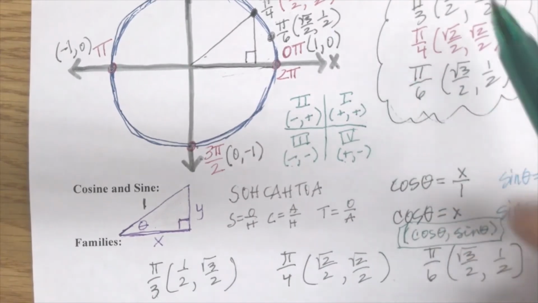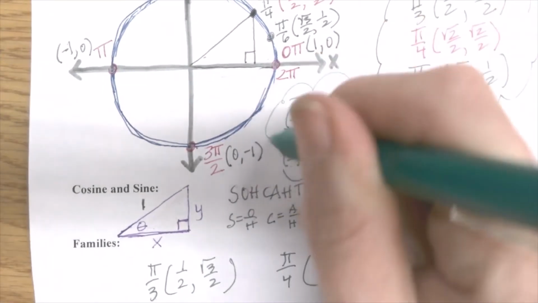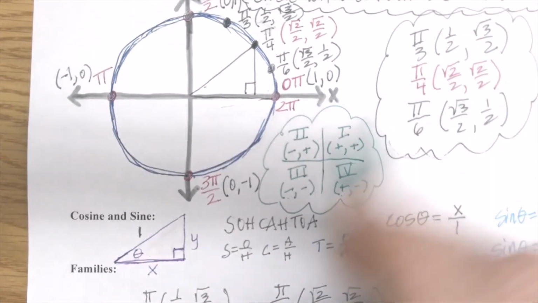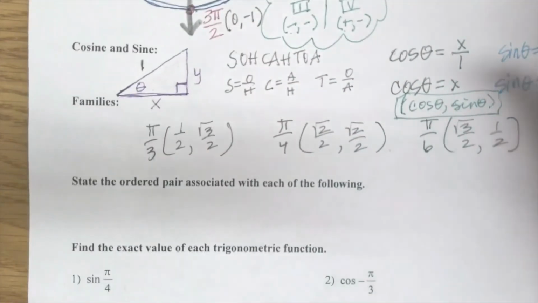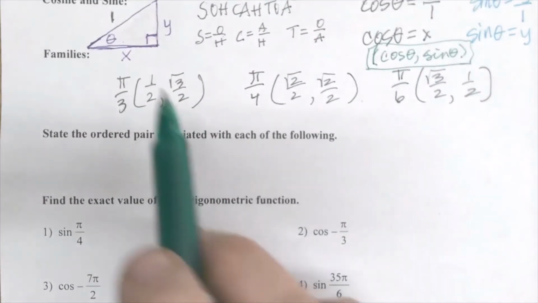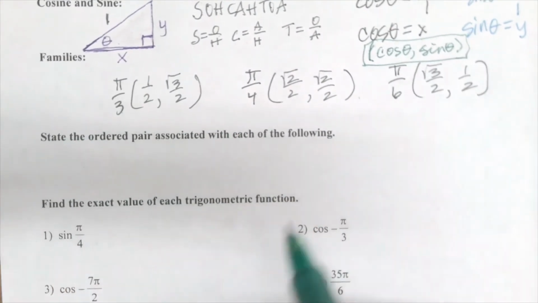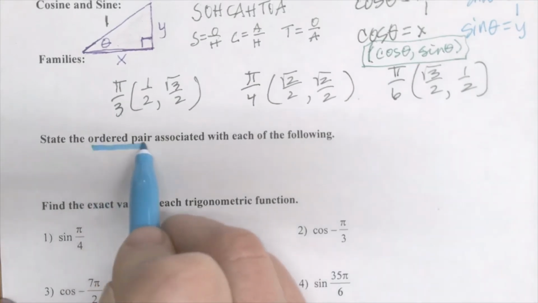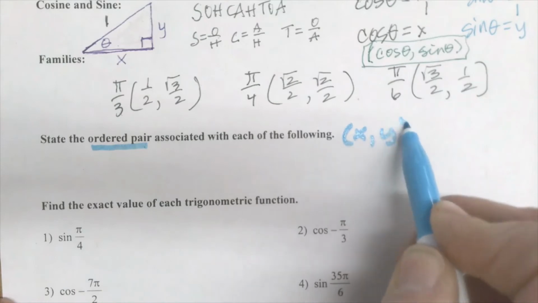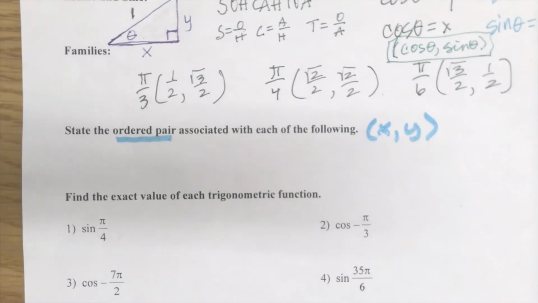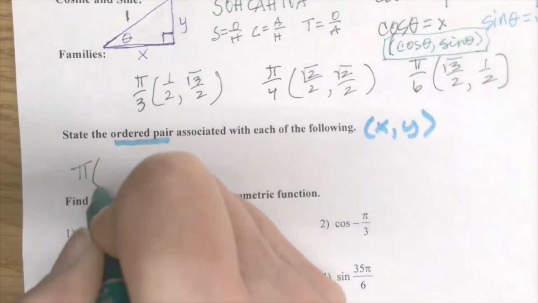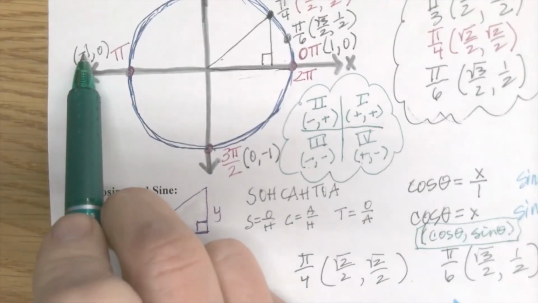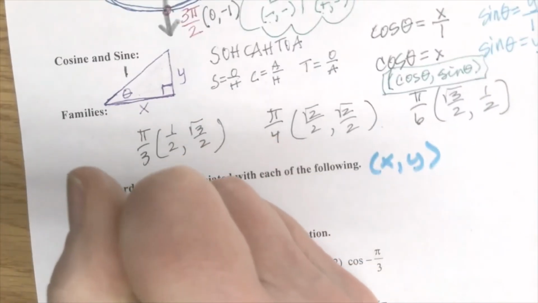Okay, so these are my quadrants, my families, my axes, my unit circle, and now I'm going to put it all together in finding values. So we did all of our setup. This says state the ordered pair associated with each of the following. An ordered pair is a point. It's a coordinate point. When I talk about ordered pair, I'm talking about an x, comma, y. And so this is how it works. If it said state the ordered pair associated with pi, we would go to our unit circle and we would say -1, 0. That's it. -1, 0 is associated with pi.